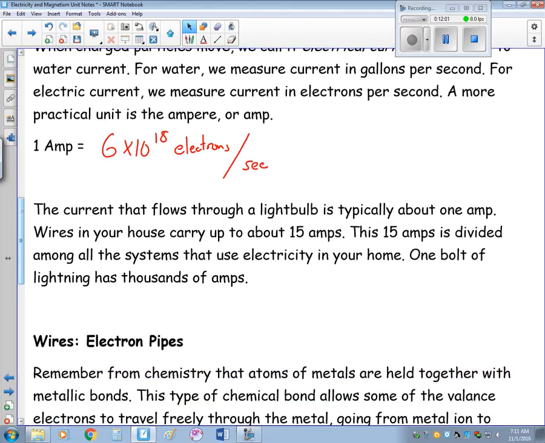So the current that flows through a light bulb is typically around 1 amp. Wires in your house can carry up to about 15 amps. Now, if you have multiple things plugged into an outlet, this 15 amps is divided among all of those systems that use electricity. 1 bolt of lightning contains thousands of amps.